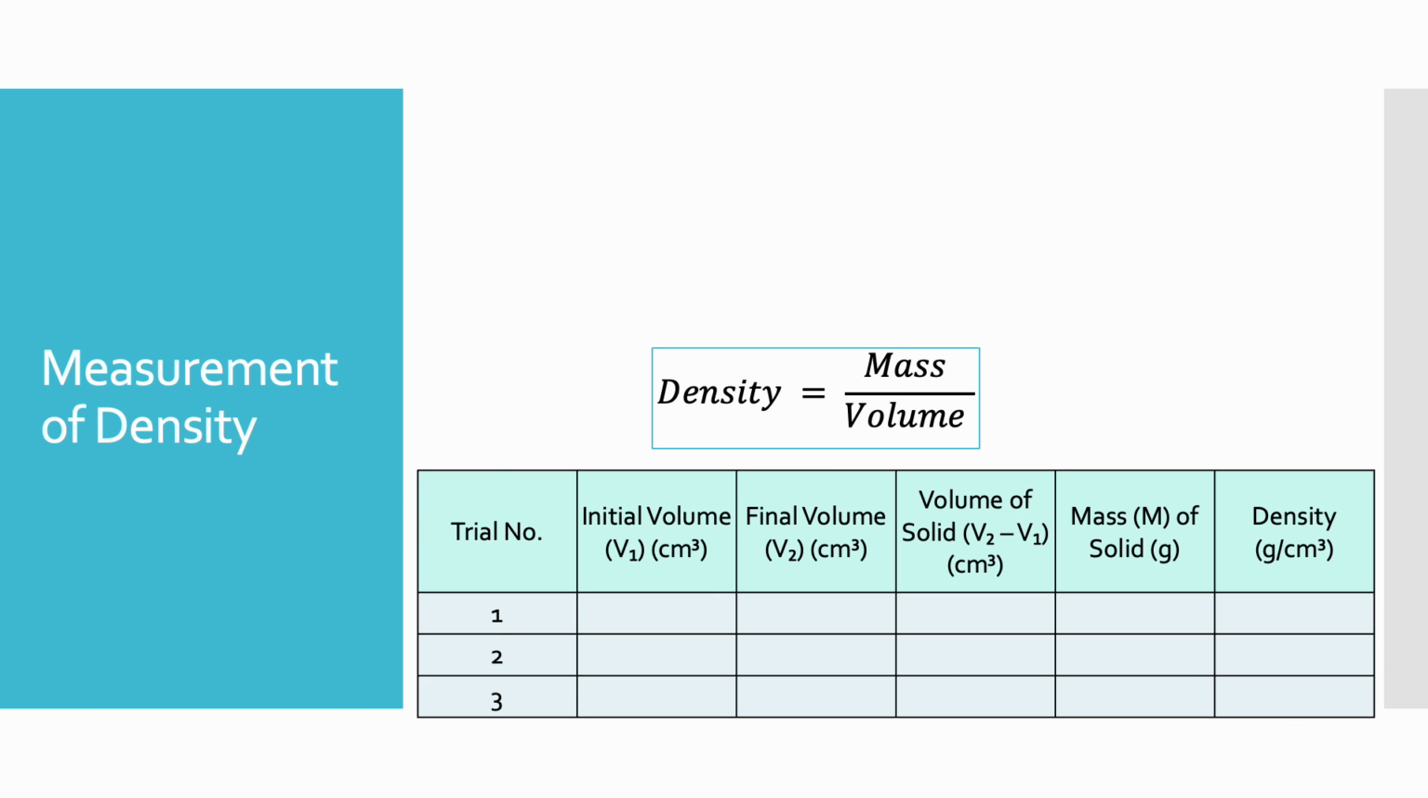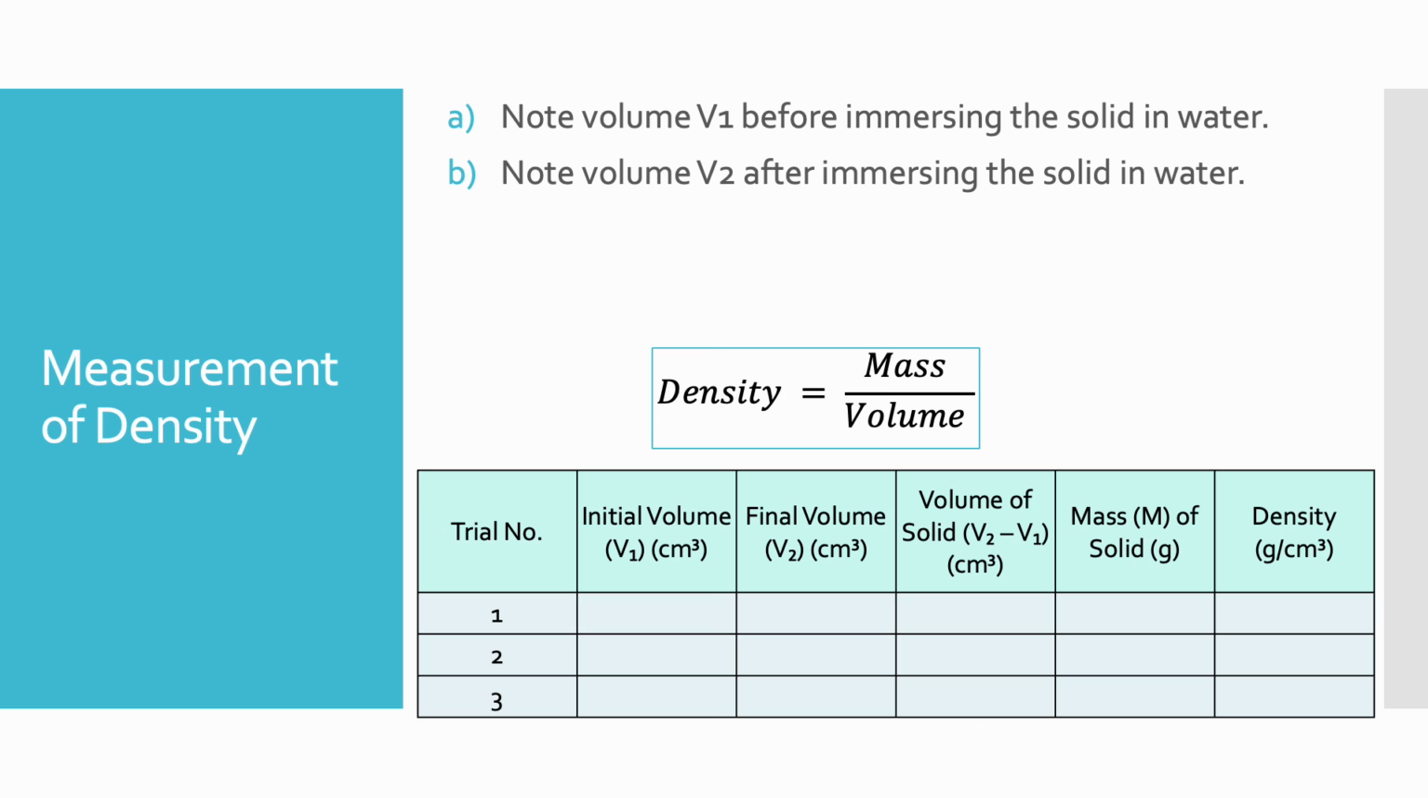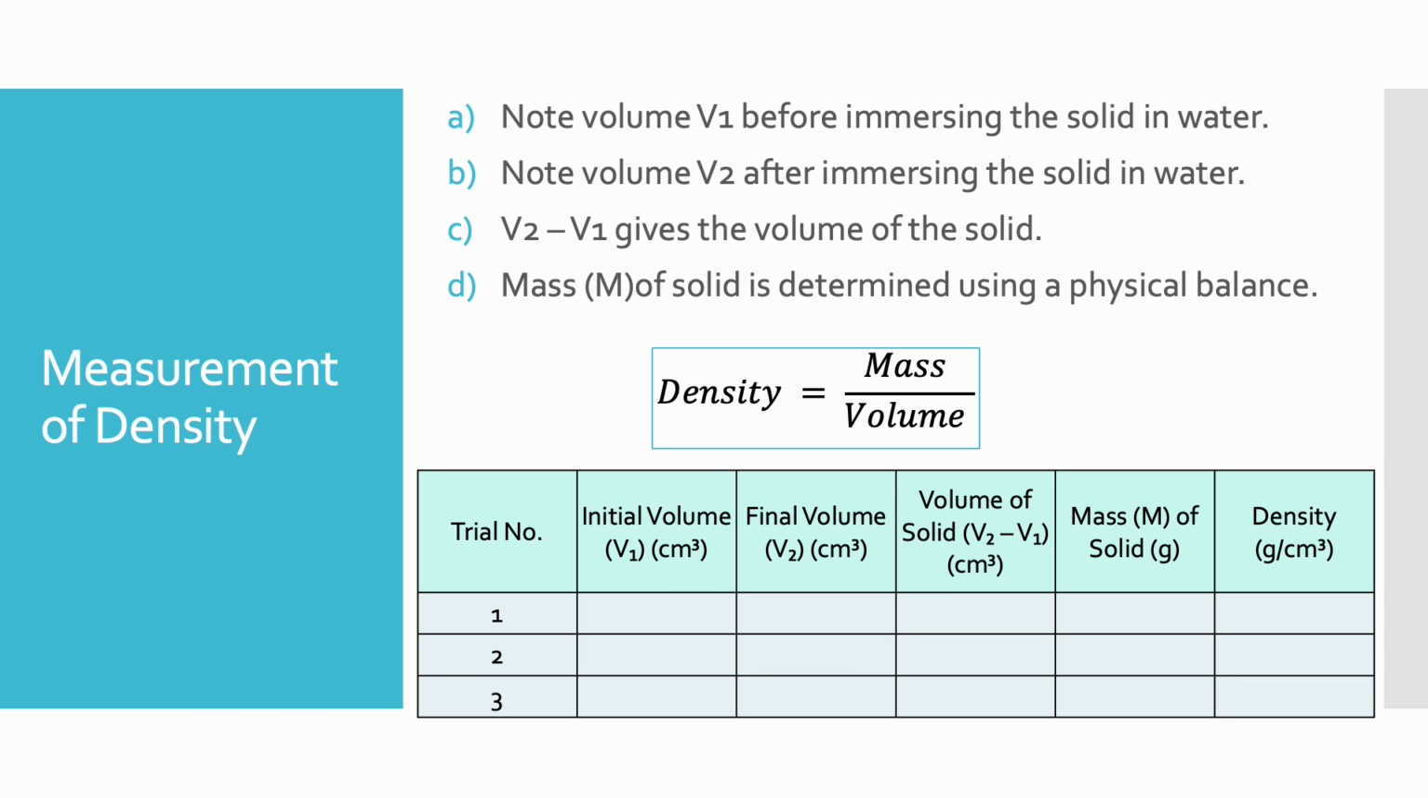So let's summarize the process for measuring density of an irregular solid. Step 1, measure the initial volume before placing the object in water. Step 2, measure the final volume after the object is fully submerged. Step 3, calculate the volume of the object as V2 minus V1. Step 4, measure the mass m of the object using a balance. And step 5, plug it into the formula density is mass divided by volume. You can use this table to record your values for multiple trials. So this method is commonly used in science labs and helps us accurately find the density of any irregular object.